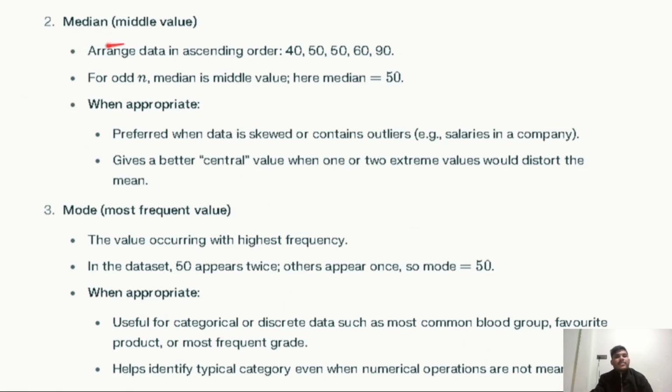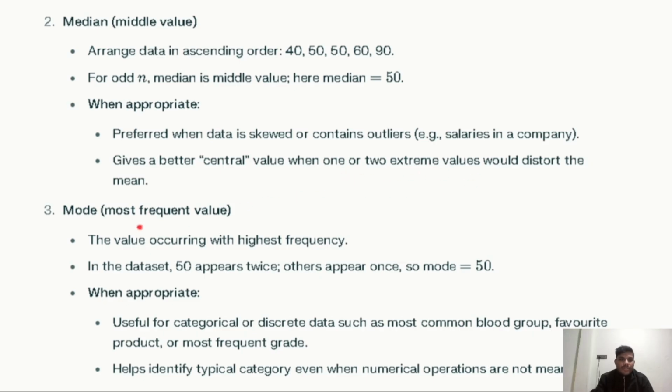Next, we have to find the median, the mid value. Arrange data in ascending order, and for odd n, the median is the middle value. Here the median equals 50. When appropriate: preferred when data is skewed or contains outliers. Example, salaries in a company: it gives a better central value when one or two extreme values would distort the mean.